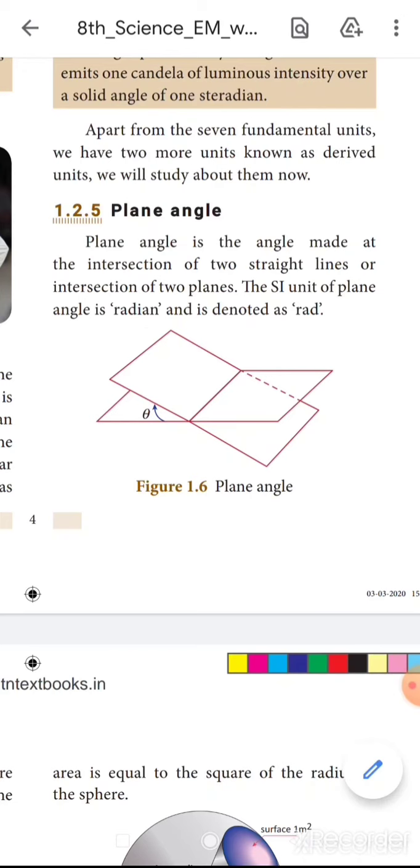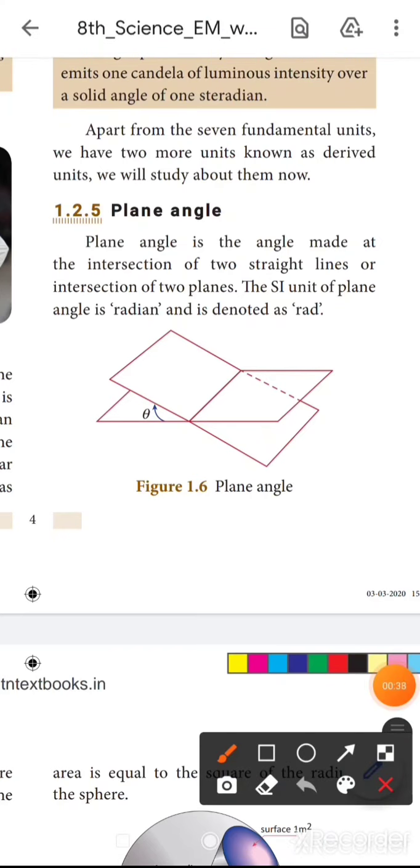This is one plane, this is one plane. The meeting point is here, plane angle. That's all.